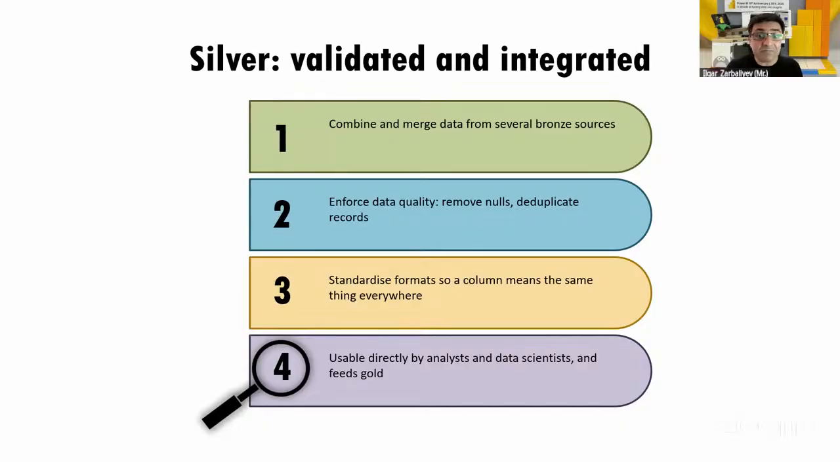And note that Silver is already useful on its own. Analysts and data scientists can work directly from Silver. It's not only a staging area on the way to gold, it's a product in itself. And it also needs the gold layer.